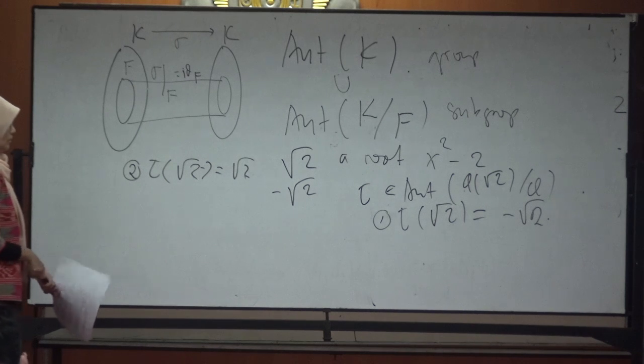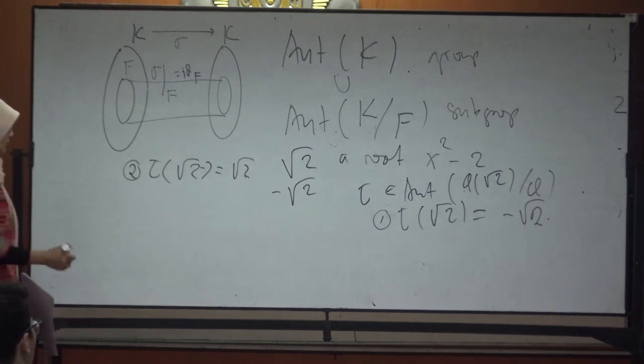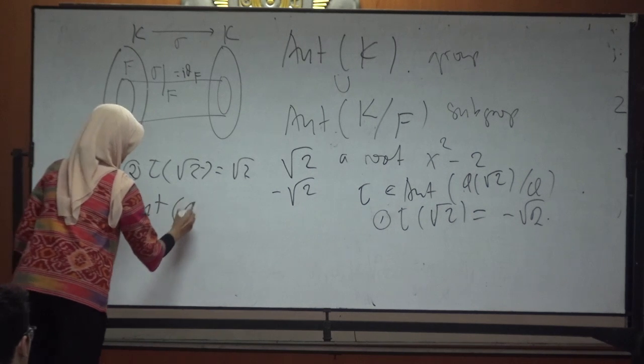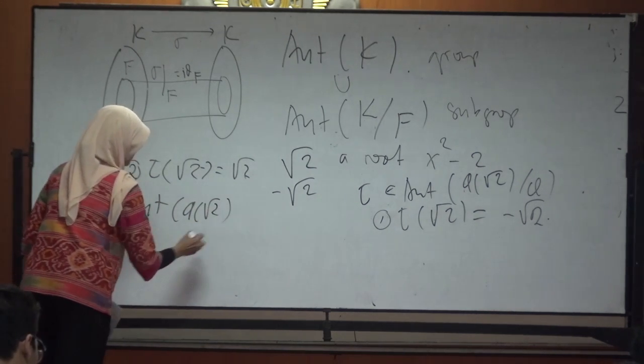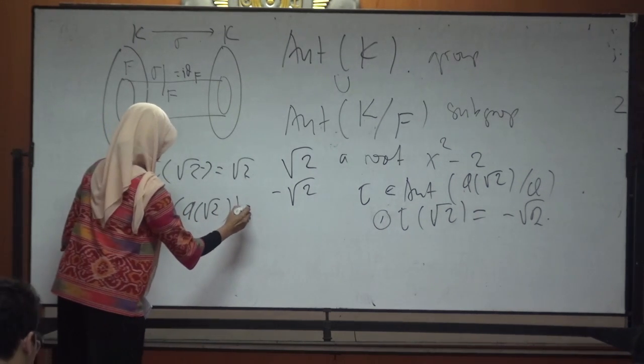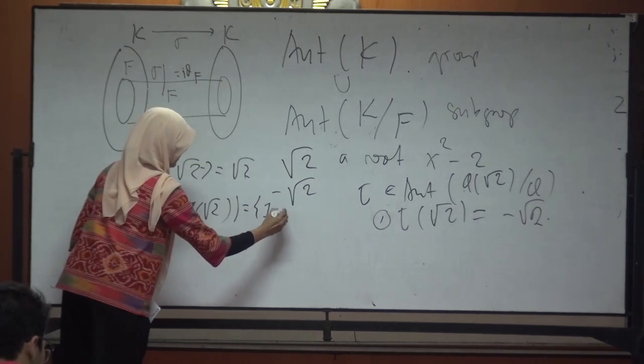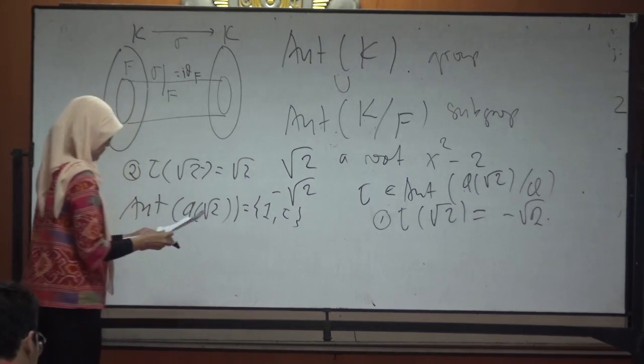So we only have two possibilities for the Aut Q square root 2. This is identity and isomorphism.